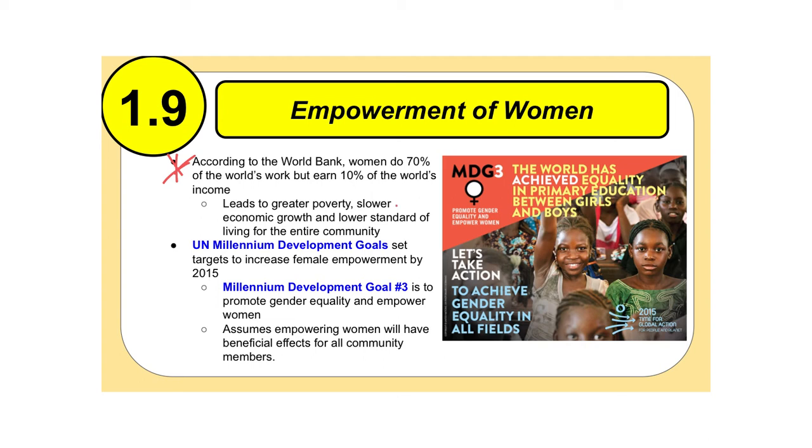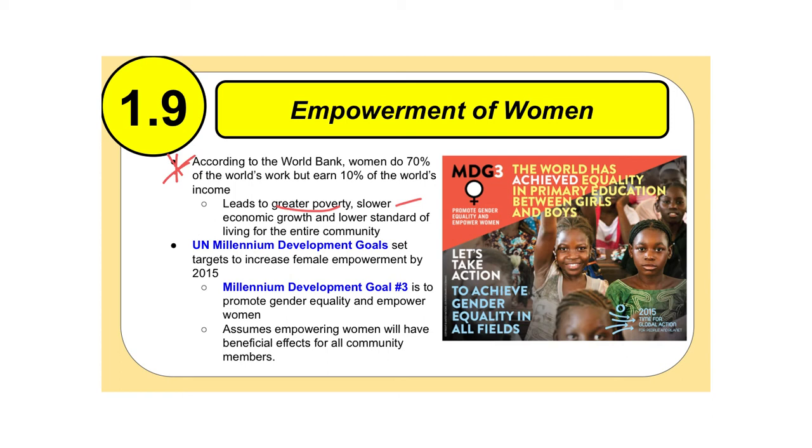But this leads to greater poverty. Well, duh. It also leads to slower economic growth and lower standard of living for the entire community. Think about that. 70% of the work on this planet is done by women, but they only get 10% of the income for it, but they're doing the bulk of the work. Of course, this is going to create greater poverty and slower economic growth because these women are tired and they're not getting adequately paid. So it begs that question.